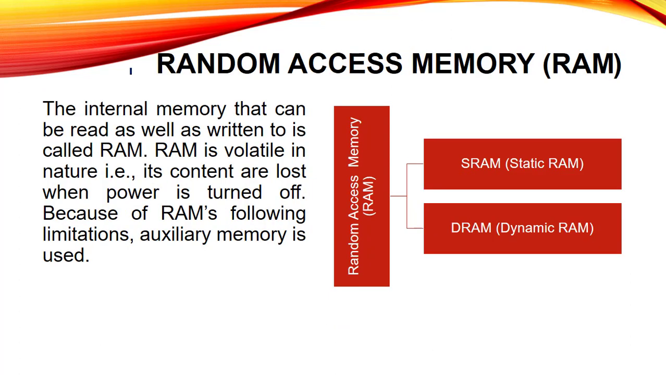Then next we have to discuss random access memory. Random access memory is temporary in nature. The internal memory that can be read as well as written is called RAM. It means this form of memory can be read or written by a user. But this RAM is volatile in nature. It means the content of this RAM is not fixed. Its content is lost when we switch off the power supply. Because of this feature of RAM, we use the auxiliary memory or secondary memory. There are two types of RAM, static RAM and dynamic RAM.